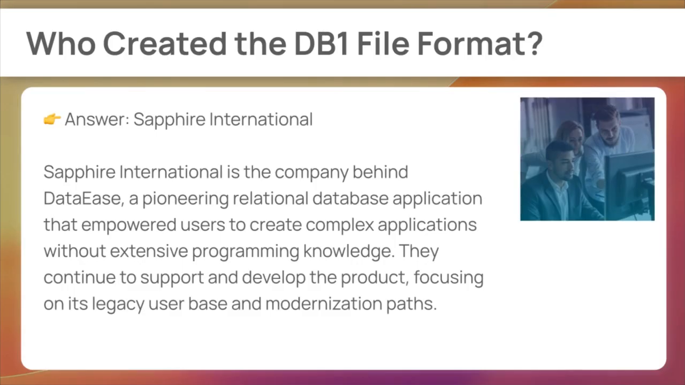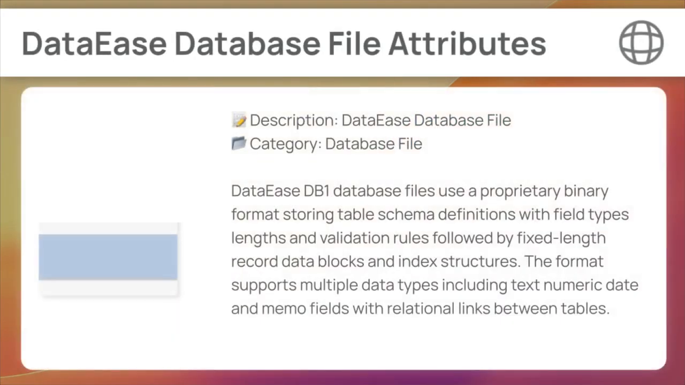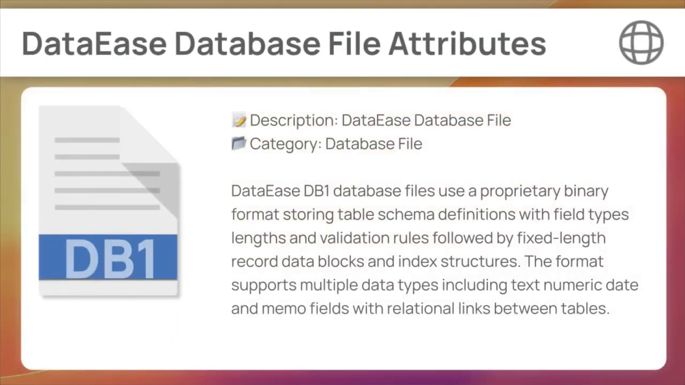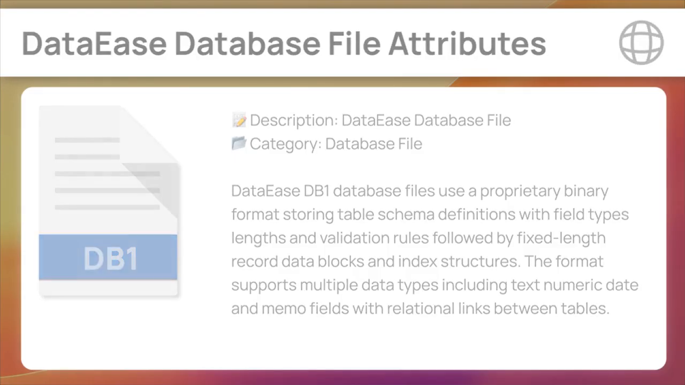reporting applications. DataEase DB1 database files use a proprietary binary format, storing table schema definitions with field types, lengths and validation rules, followed by fixed-length record data blocks and index structures. The format supports multiple data types, including text, numeric, date, and memo fields with relational links between tables.